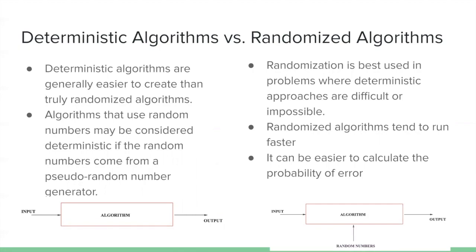Randomization is best used in problems where deterministic approaches are difficult or impossible, and randomized algorithms tend to run faster. And for many problems, a randomized algorithm is the simplest, the fastest, or both. It can be easier to calculate the probability of error, and as you can see from the picture on the left, deterministic algorithms take the input and return a certain output for that input always. For randomized algorithms, in addition to the input, the algorithm takes a source of random numbers into it and makes random choices during the execution that will determine the output.